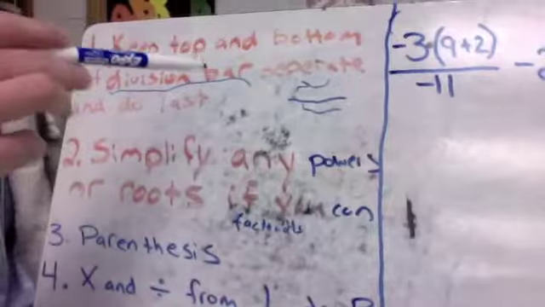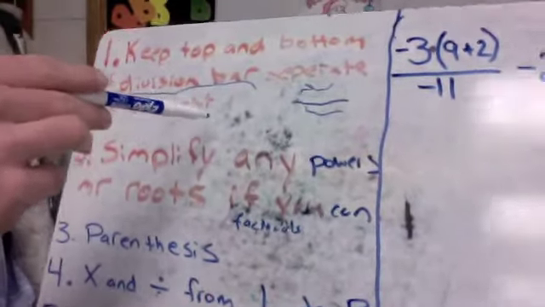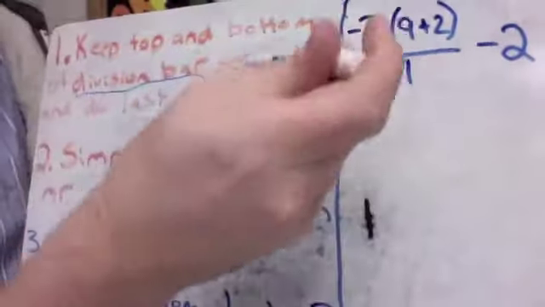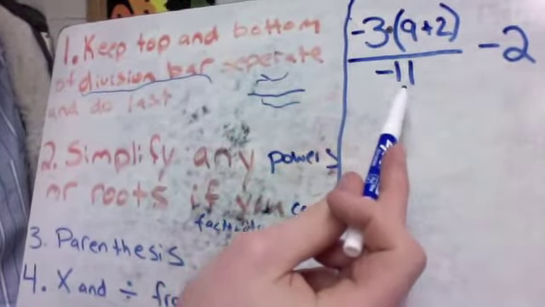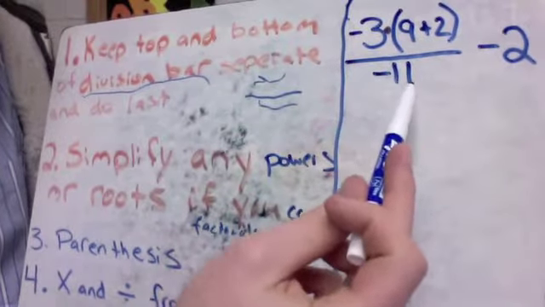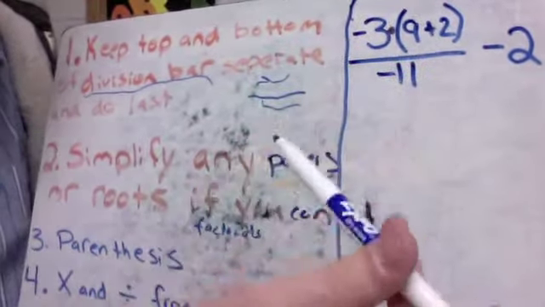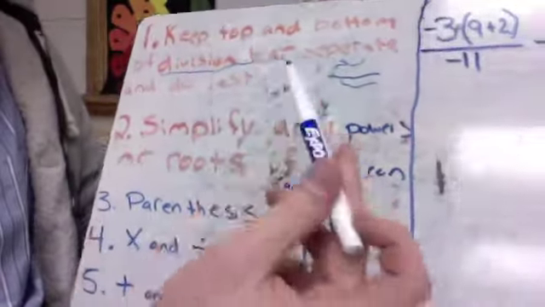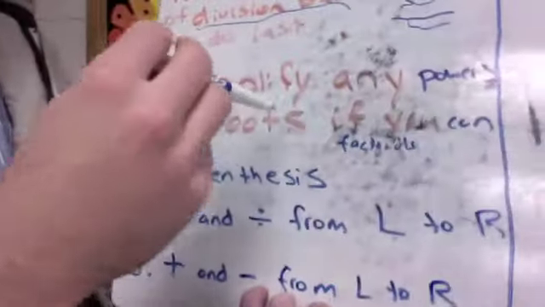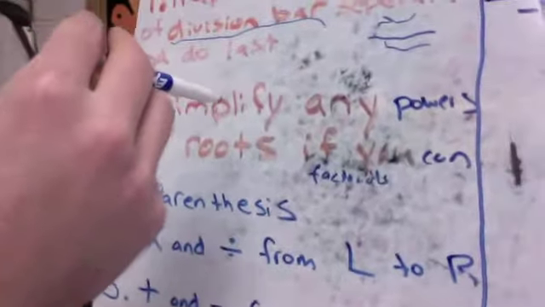Okay, now let's go down our checklist. Keep the top and bottom of the division bar separate, and then do that last. So we're going to do everything on top of this division bar. We don't have anything to do on the bottom, but we would do everything on the bottom if there was something to do. Then we're going to divide it out. So let's go on to the next step. Simplify any powers or square roots. We don't have any. No powers, no square roots.